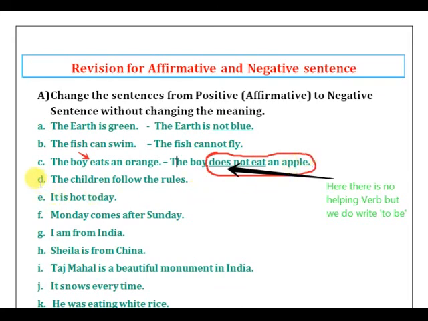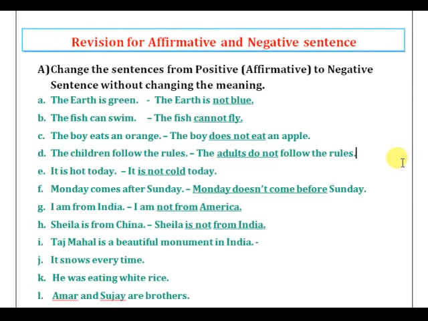Let us see the answers for the remaining ones. The next is the D1. The children follow the rules. What could be the answer? The answer to this sentence is the adults do not follow the rules. We have taken the opposite word of children as adults.